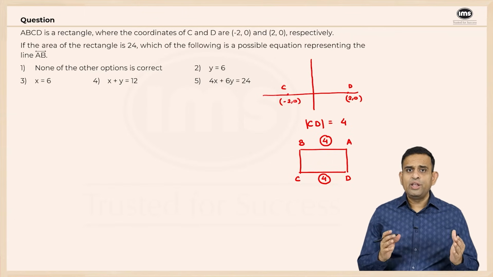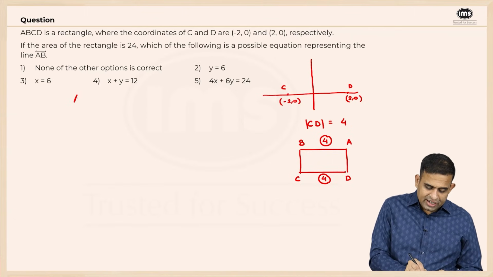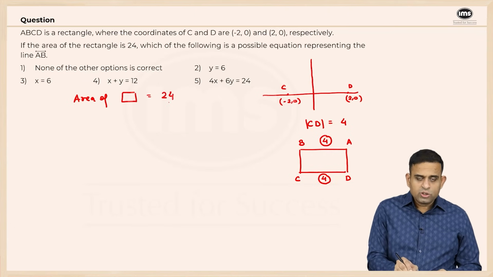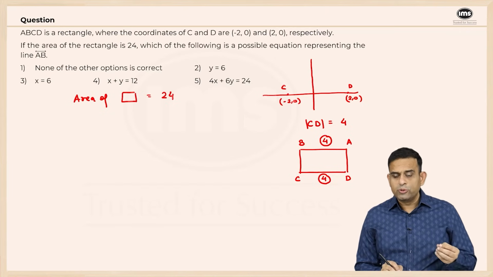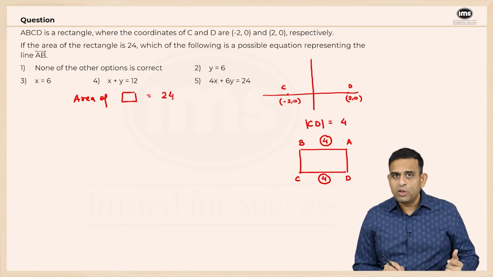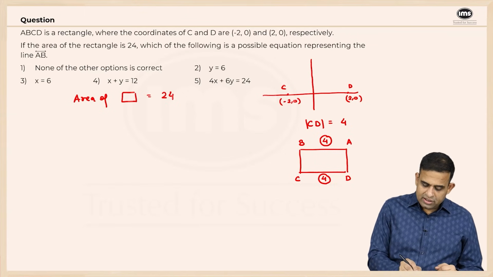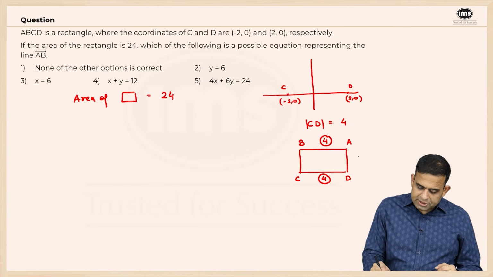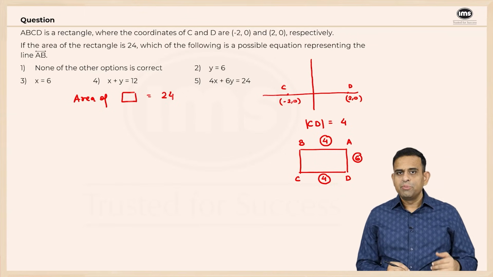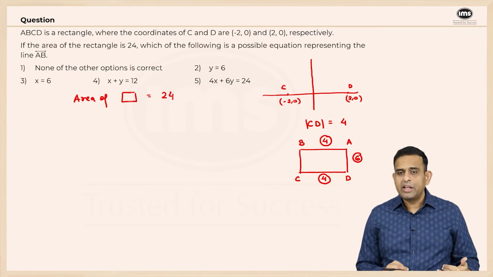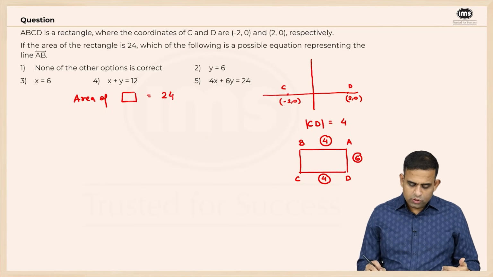Now understand the area of rectangle. The area of rectangle is given to you as 24. So if I know one dimension is equal to 4, the other dimension has to be equal to 6, because length into breadth is the required area. So one can say if this is 4, then this part has to be equal to 6, because length into breadth will represent the required area. So this is also known to us at this particular moment.